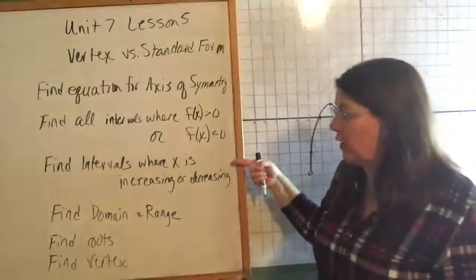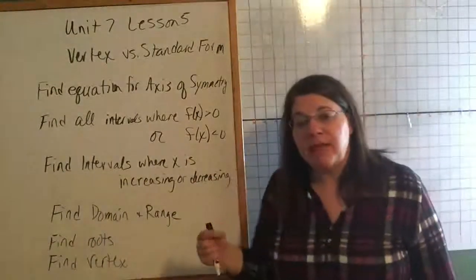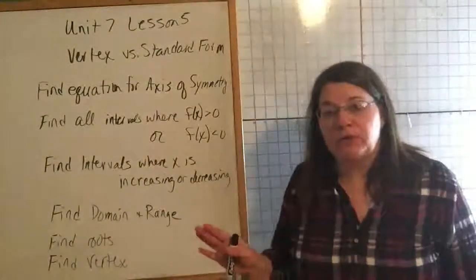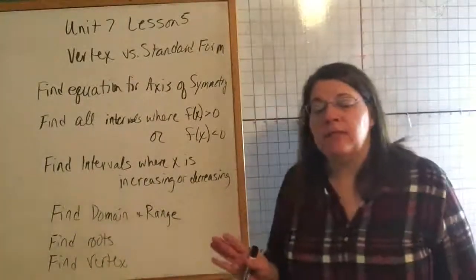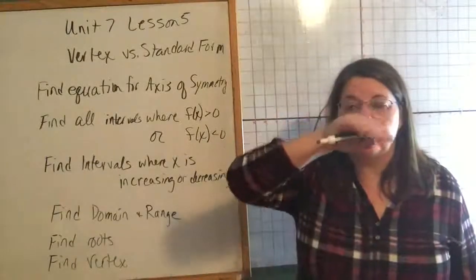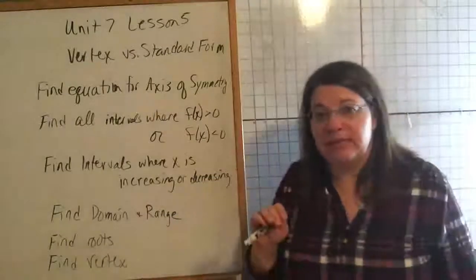Find the intervals where x is increasing or decreasing. A parabola is increasing when, as you move from the left to the right, the parabola is going up. And as you move from left to right, when the parabola moves down, that's when the parabola is decreasing.